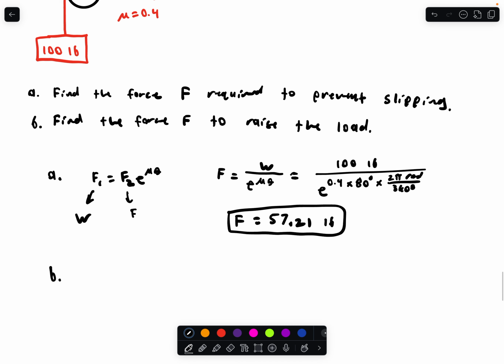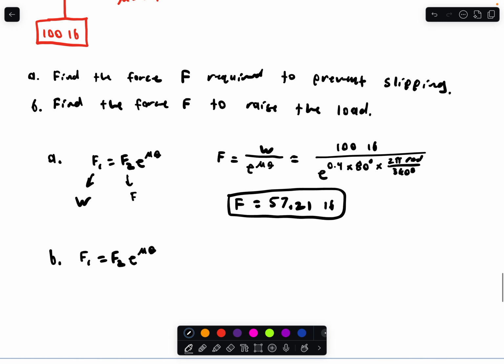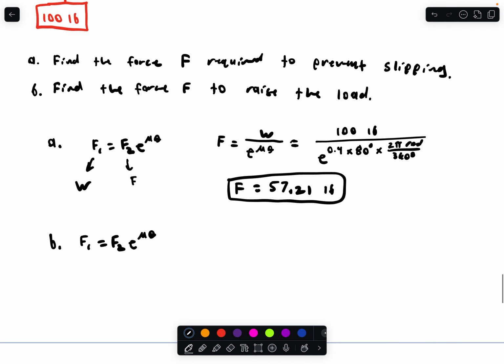Also moving on to part B, I'm going to rewrite this equation here. So again, the trickiest part is making sure you pick the right F1 and F2. So in this case, the force being applied in the direction of impending motion is going to be F because we're trying to raise the load. Then the force resisting is going to be the weight. So we don't actually have to rearrange this at all. We can go right into this.